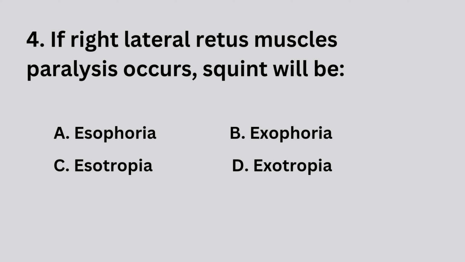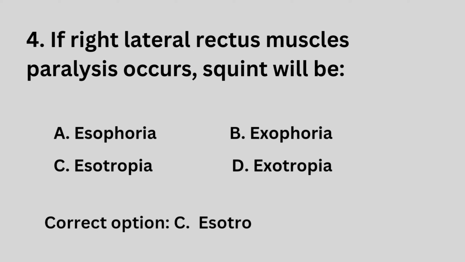Fourth question, if right lateral rectus muscles paralysis occurs, squint will be option A, esophoria. Option B, exophoria. Option C, esotropia. And option D, exotropia. Correct option is option C, esotropia.